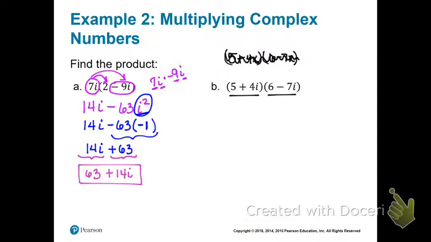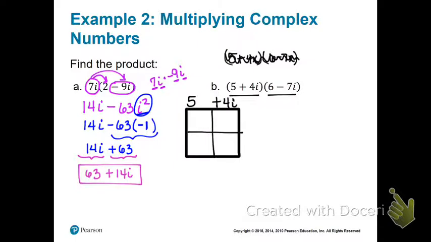Sorry, I'm working on it here. All right. So a 2 by 2 box. I'm going to put 5 plus 4i on one of them, and the 6 minus 7i on the other side. And then remember, when we multiply the two things outside the box that we're going to fill in.